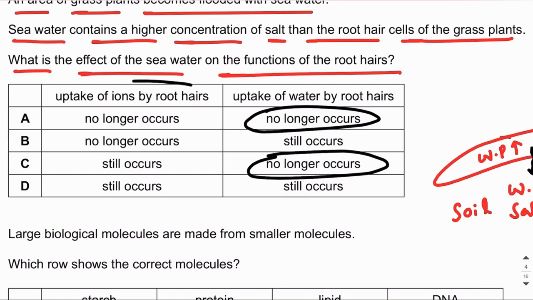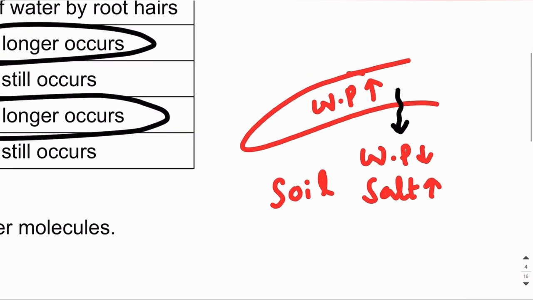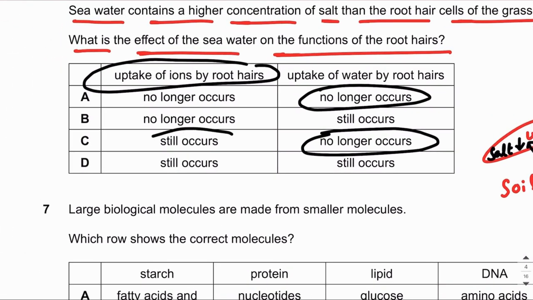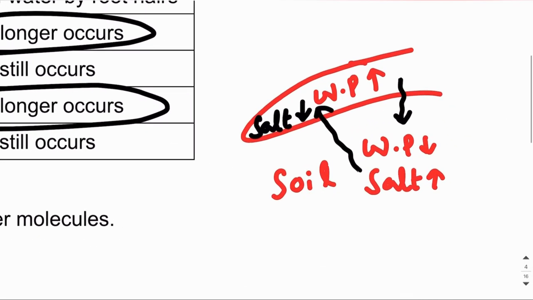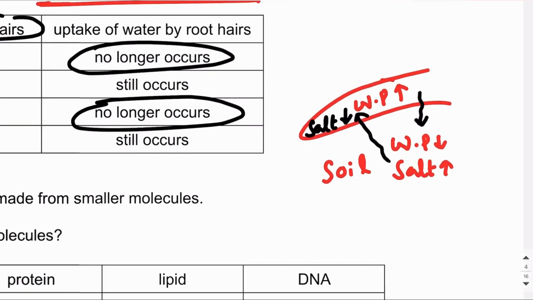What about the uptake of ions by the root hairs? Obviously, the salt concentration in the soil has increased and the salt concentration is low in the root hair. So salts can diffuse into the root hair. So salt uptake will still occur. The answer is C. Guys, normally the soil has low salt concentration and still salts are taken up by active transport. And even if the salt concentration increases, the salts will still be taken up by the root hair by diffusion from a higher concentration to a lower concentration. But the movement of water will stop.